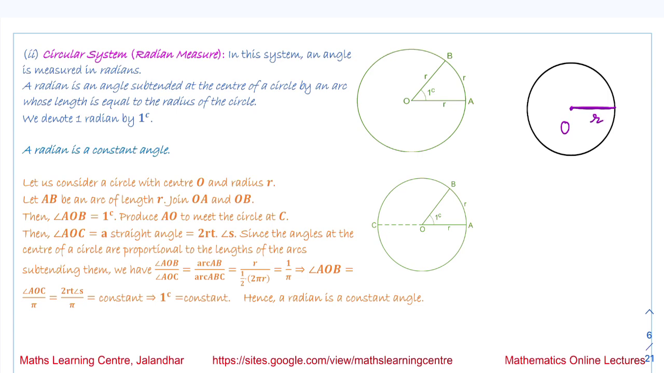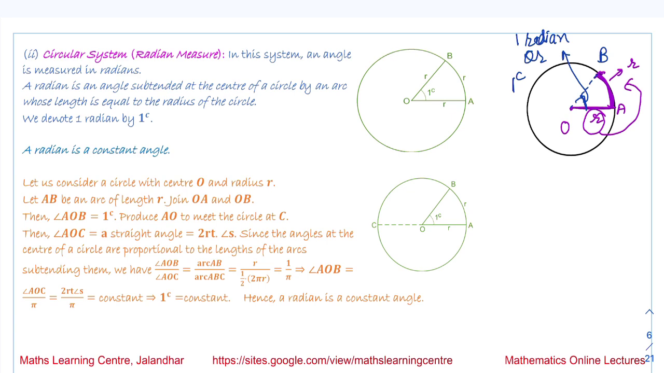Now if we take an arc of this circle whose length is equal to R, the radius of this circle, from this point A, the length of this arc is R units. Now we join this point B with the point O. The measure of this angle AOB is called 1 radian, and it is written as 1 radian. This is the symbol for the radian.